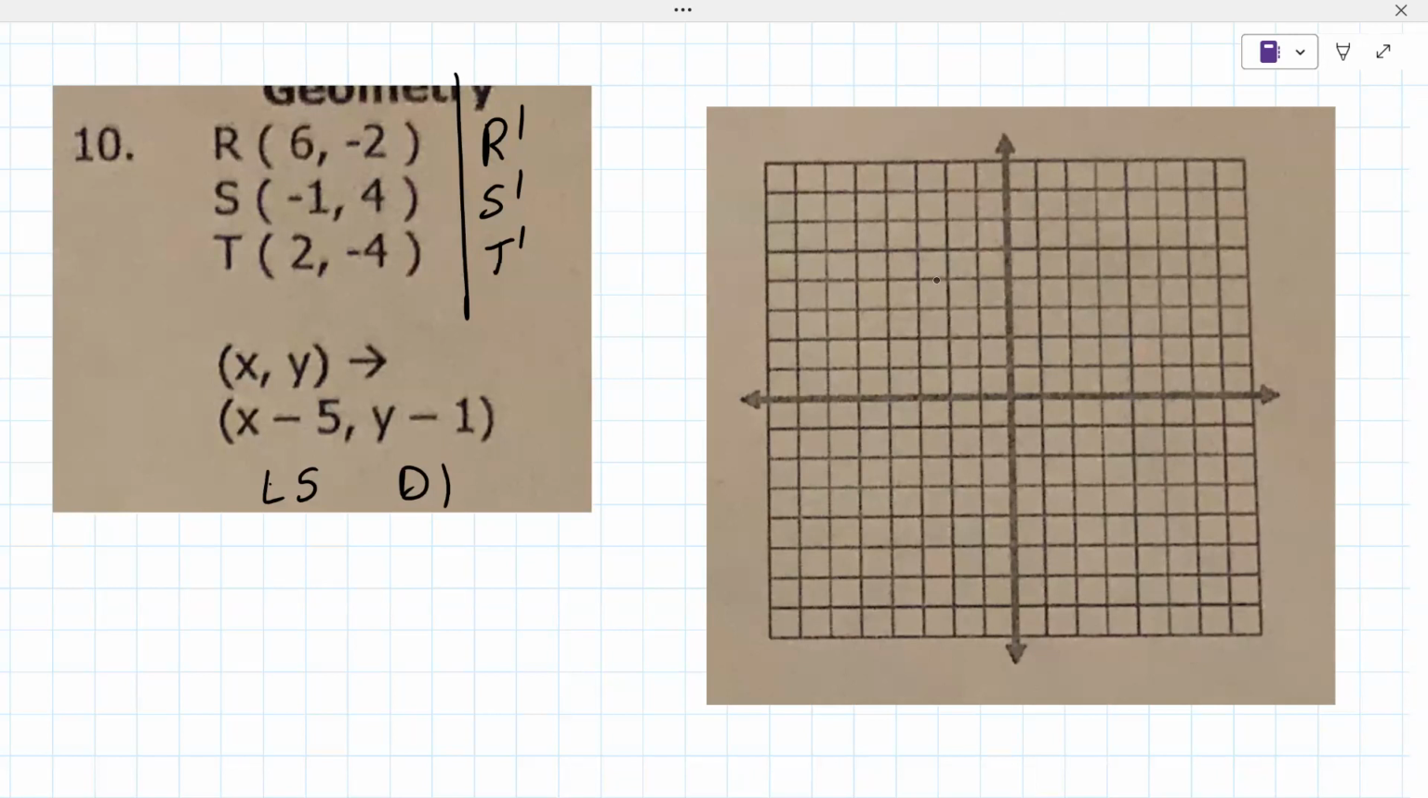I got for R prime is 1, -3. S is -6, 3. And T is -3, -5. Right. So I didn't hear an R, but it's a 1, -3. I think you said that though. Yeah. All right, great.